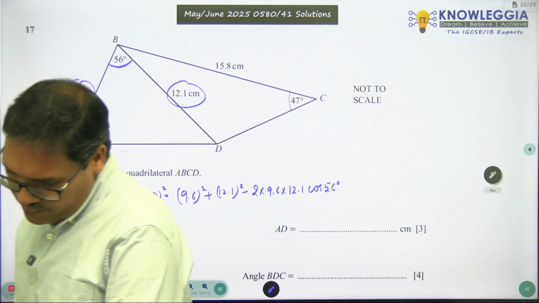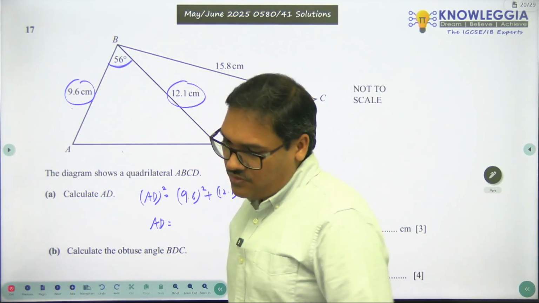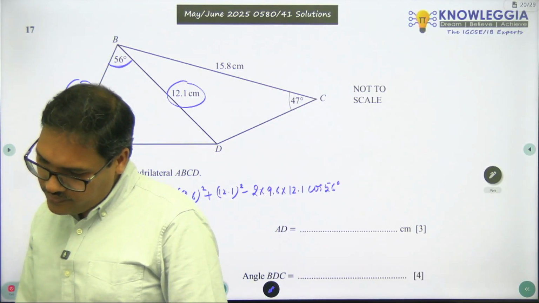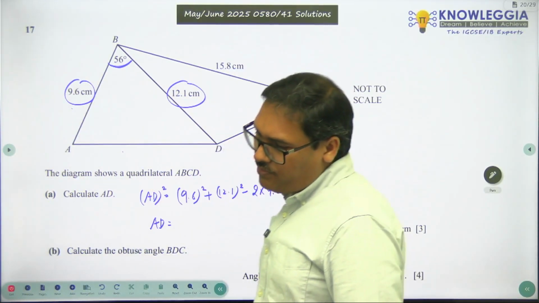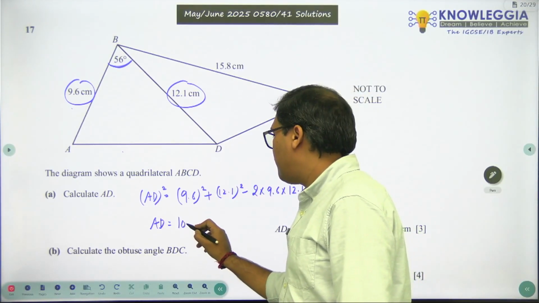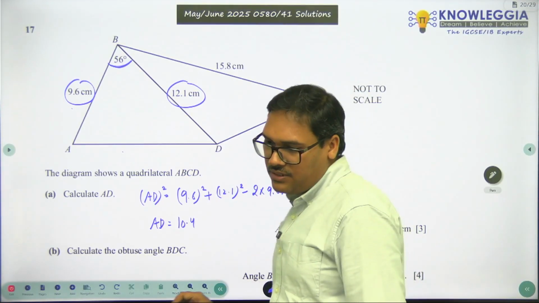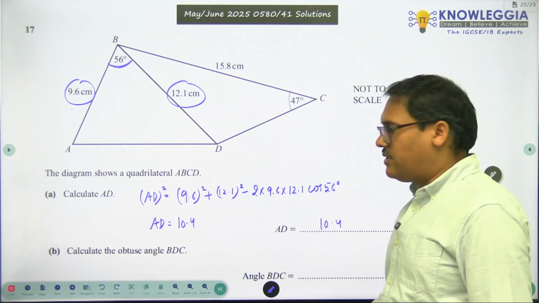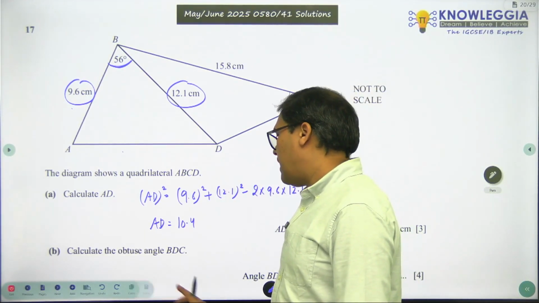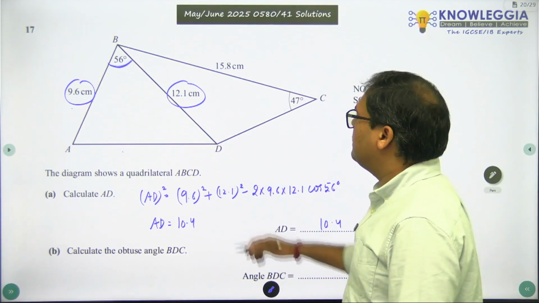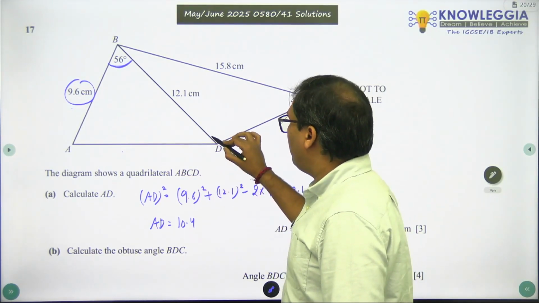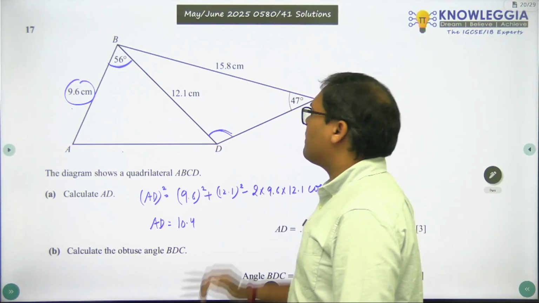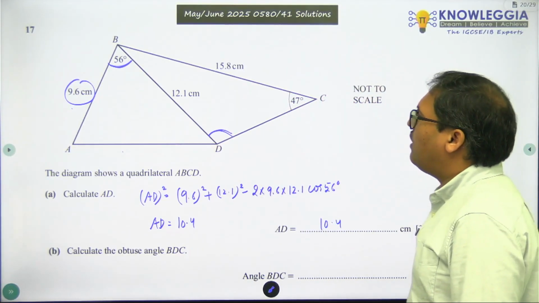I'll just write the answer. You will find this is equal to 10.4 centimeters. I hope you can easily do this calculation. Okay. Now the next part is calculate the obtuse angle BDC. That means you have to find this angle. Okay. Now how will you find this?